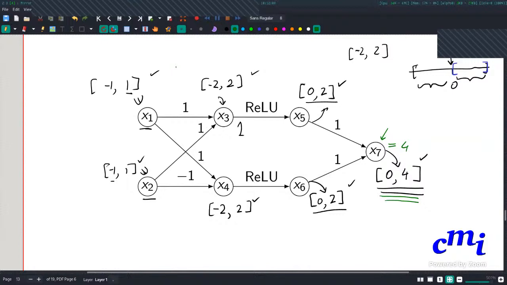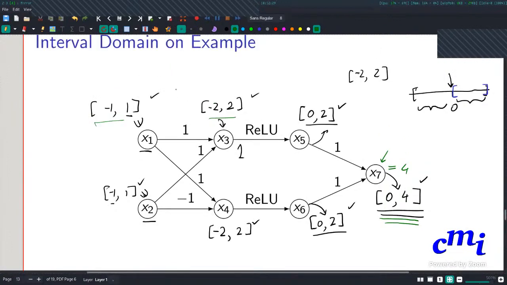So the only way x7 can be 4 is if x5 and x6 both have a value of 2, because the maximum value of x5 is 2, and the maximum value of x6 is 2. But for x5 and x6 both to have 2, x3 and x4 both should be 2. And notice that this is exactly the same example that we were seeing before, correct?